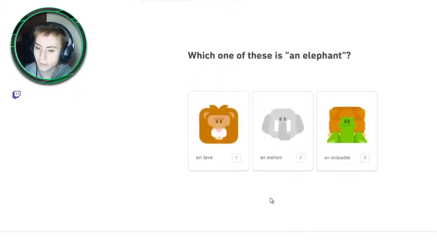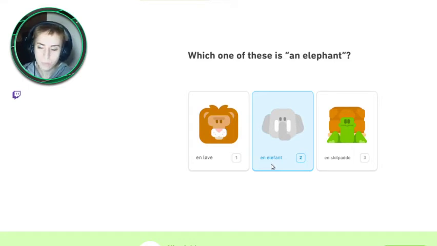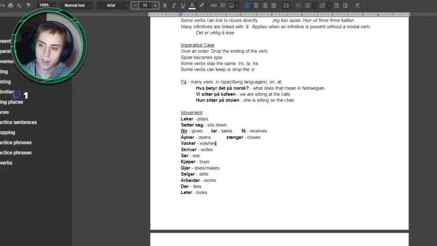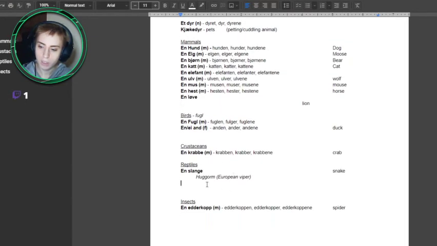Which of these is elephant? Oh, I wonder. En elefant. An elephant. And we went over this last lesson, words with Latin roots, where in English we use the PH, Norwegians just use the F. Skilpadde, I think that's armored toad. En skilpadde. Skilpadde. That would be a reptile. En skilpadde.